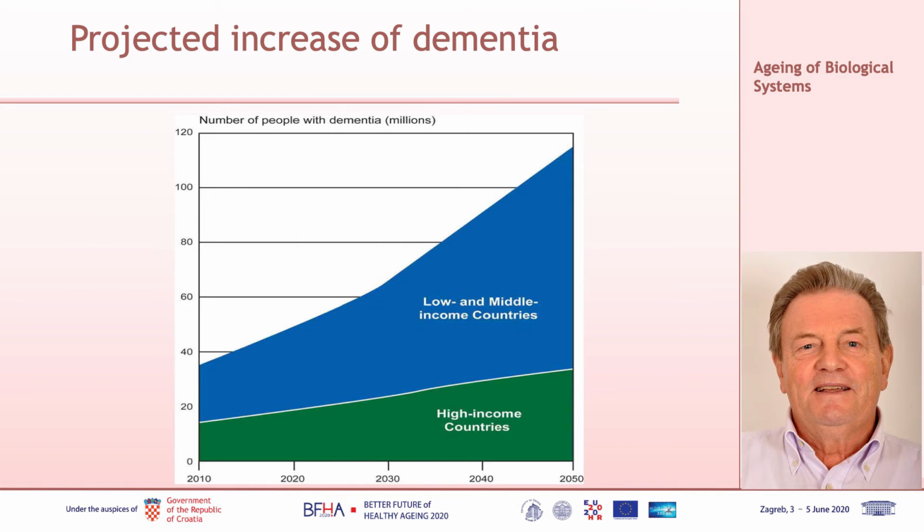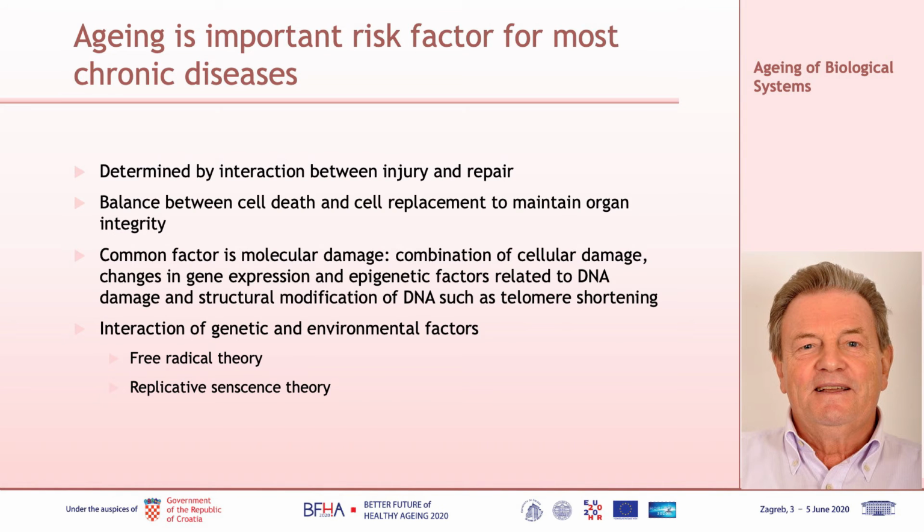Here you see a graph estimating the increase of dementia, Alzheimer's disease, especially in low and middle income countries and less so in high income countries. Next slide. Aging is an important risk factor for most chronic diseases, and it may be considered to be the result of the accumulation of cellular damage, consequent changes in gene expression, and epigenetic factors related to DNA damage and structural modifications of DNA, such as telomere shortening.